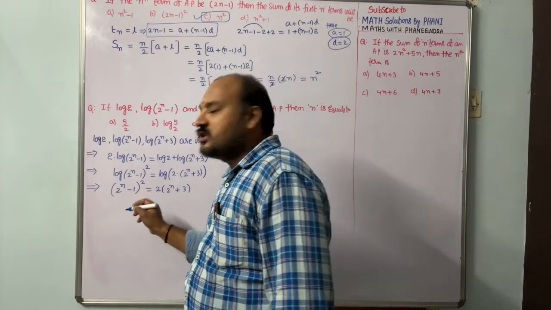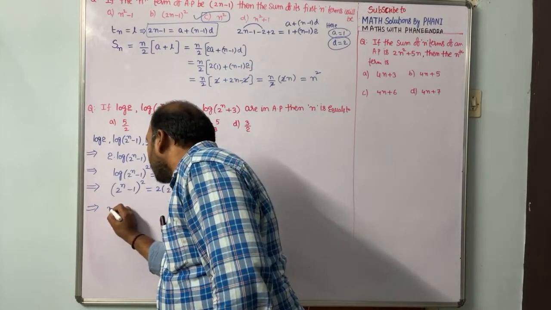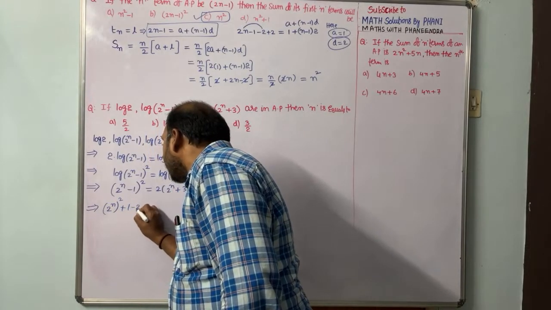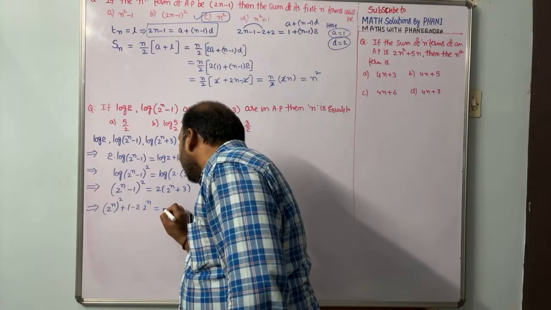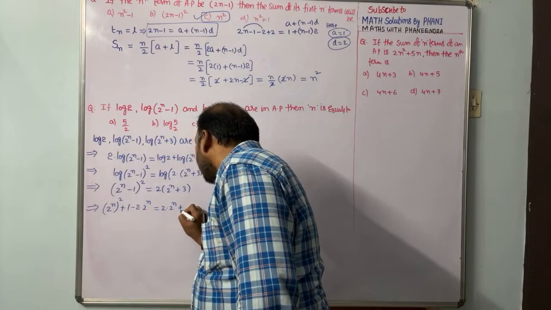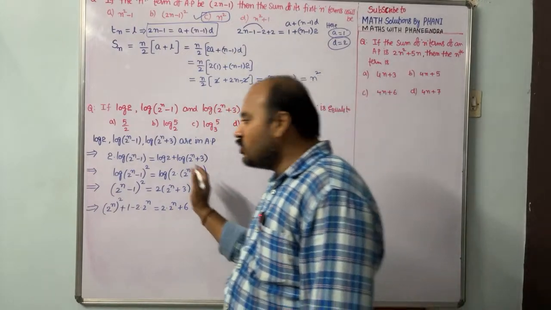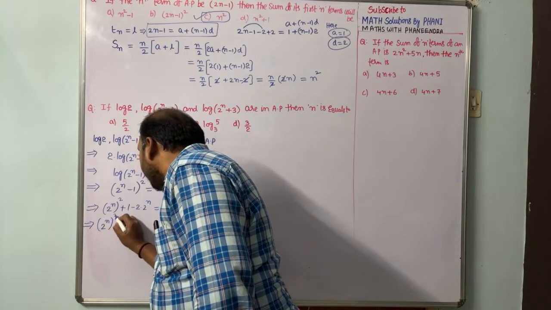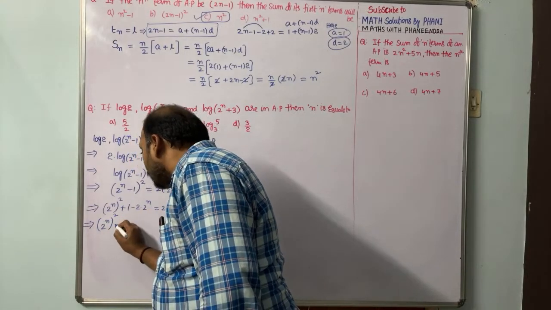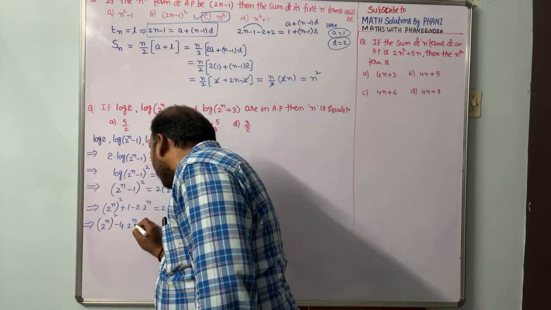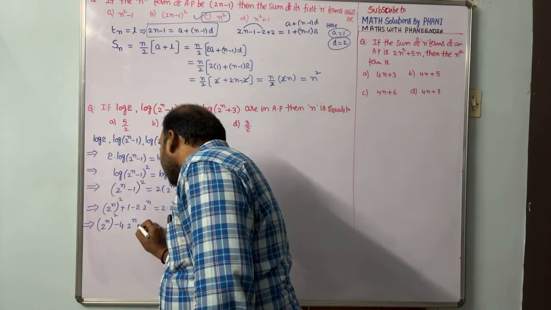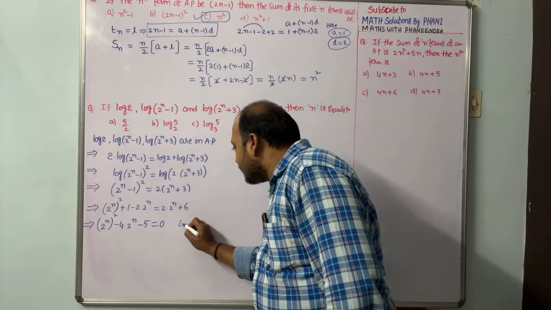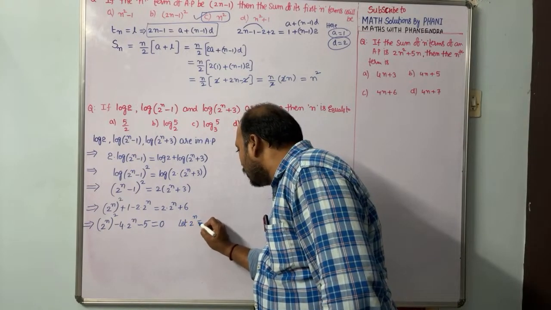Now the a minus b whole square expansion: 2 power n whole square plus 1 minus 2 into 2 power n is equal to 2 into 2 power n plus 2 into 3, which is 6. Bring these values to this side. You will get 2 power n whole square minus 2 power n minus 2 times 2 power n, so minus 4 into 2 power n. 6 bring this side, minus 6 plus 1 is minus 5, equal to 0. Let us consider 2 power n is equal to some p.